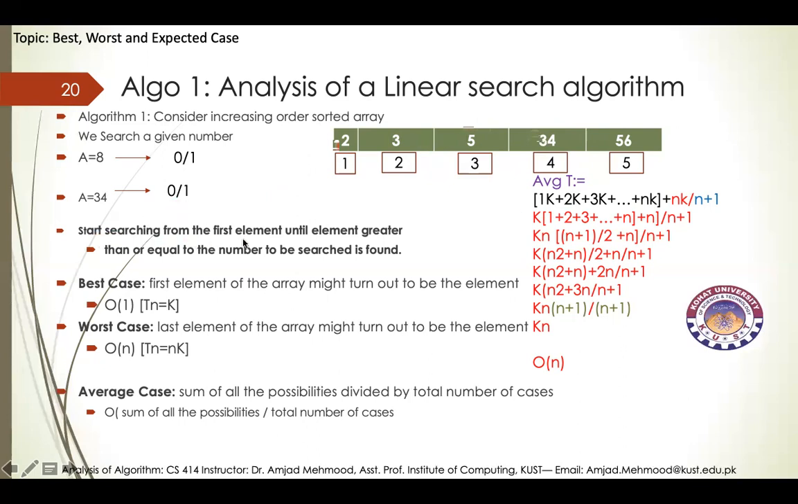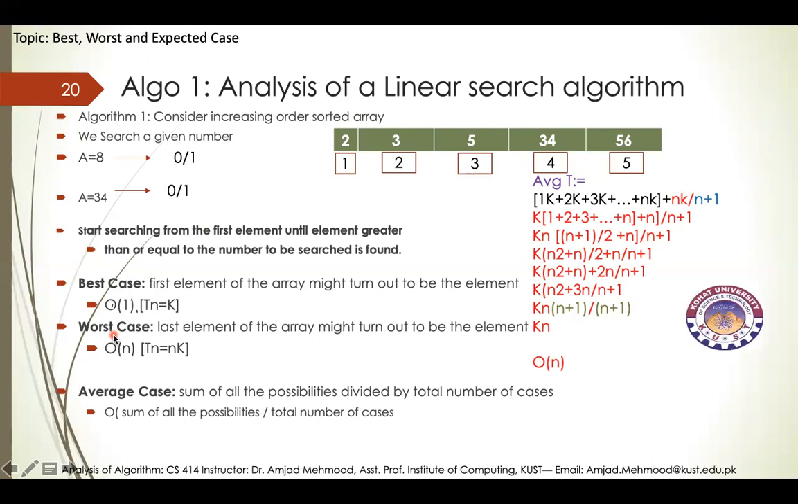So it starts searching from the first list element until an element greater than or equal to the number to be searched is found. This is the general theme of this algorithm. What do you think would be the best case? For example, if somebody asks this algorithm whether it has the value 2, as you know the value 2 is present at the first index, so you may call this the best case. We can write this as big O of 1. This is constant time, and Tn means time, so this takes constant time.